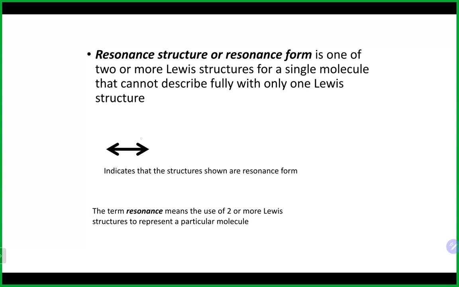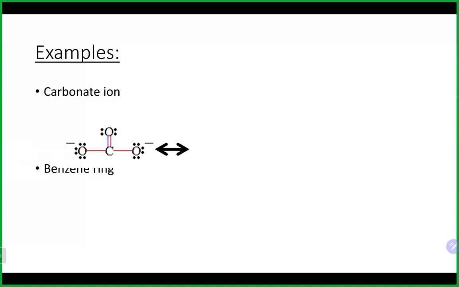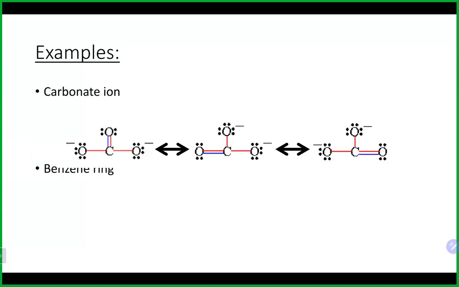They're usually separated by these two-headed arrows between the structures. A couple that we saw earlier: the carbonate ion. The carbonate ion does have three resonance structures. Again, the double bond could be up here, we could have it double bonded over there to the left, and we could have it double bonded there to the right.